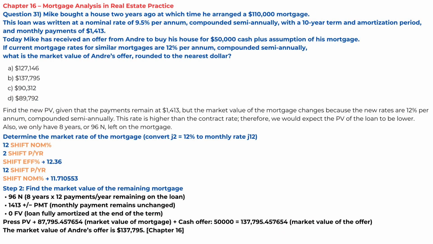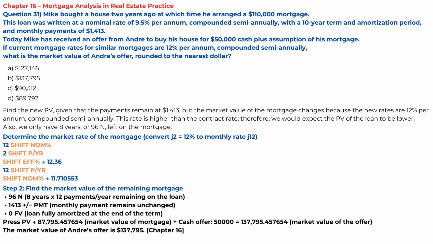Question 31. Mike bought a house 2 years ago, at which time he arranged a $110,000 mortgage. This loan was written at a nominal rate of 9.5% per annum, compounded semi-annually, with a 10-year term and amortization period, and monthly payments of $1,430. Today, Mike has received an offer from Andre to buy his house for $50,000 cash plus assumption of his mortgage. If current mortgage rates for similar mortgages are 12% per annum, compounded semi-annually, what is the market value of Andre's offer, rounded to the nearest dollar?